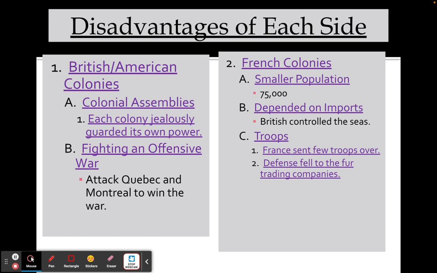The French disadvantages: much smaller population. So you can see the difference between 1.5 million to 75,000. 75,000 is about a third of the population of the people that live in the city of Worcester. So that's very small. So in order to be successful, they depended on imports, which, if the British control the seas, they're not really going to be able to bring goods in through the ocean if the British have the ability to stop you. They didn't have a lot of troops. The French sent very few troops over. So the defense fell to the fur trading companies themselves, kind of learning how to be soldiers and learning how to fight in battles.